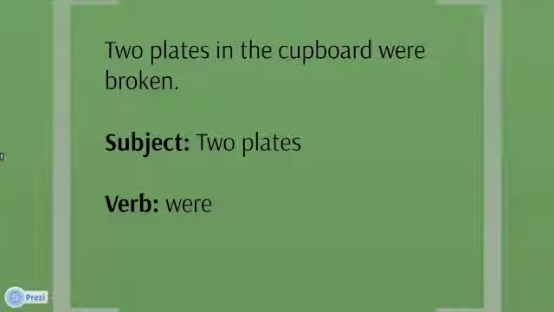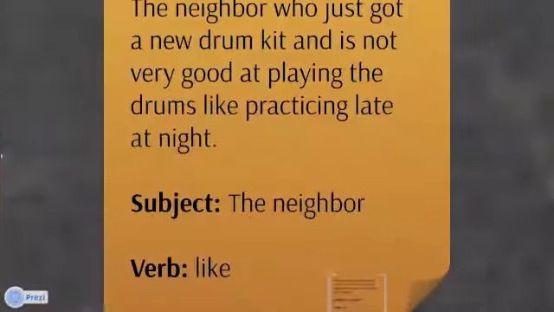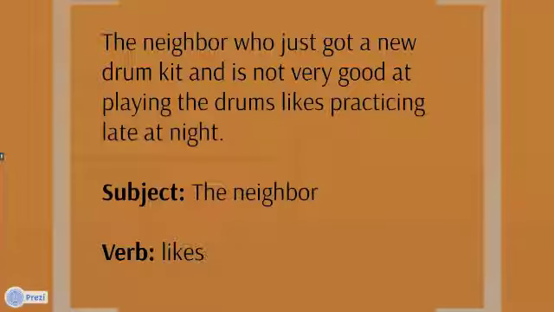Let's try another example. "The neighbor who just got a new drum kit and is not very good at playing the drums like practicing late at night." The subject and the verb in the sentence do not agree. The verb like is agreeing with the drums instead of the neighbor, who is the subject. The sentence should read, "the neighbor who just got a new drum kit and is not very good at playing the drums likes practicing late at night."